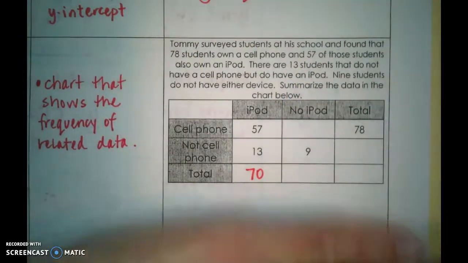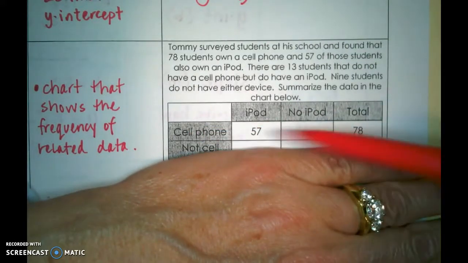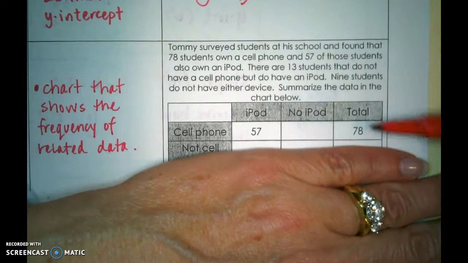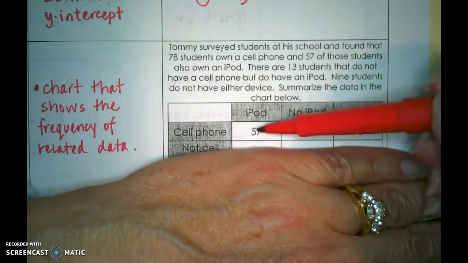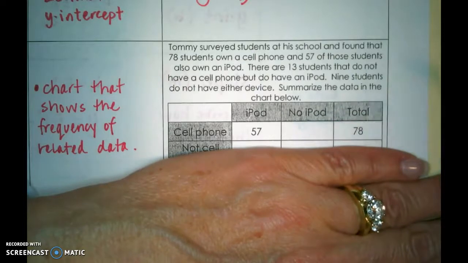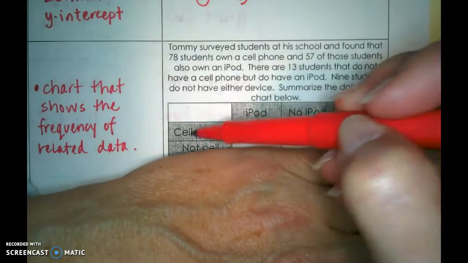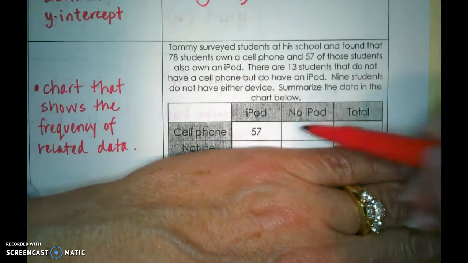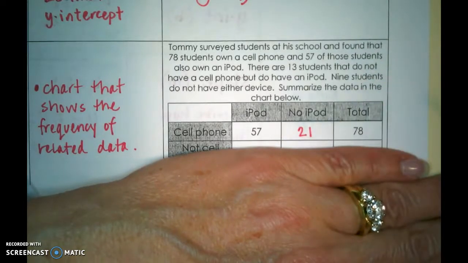All right. If I look going this direction, this is telling me how many students have a cell phone. And I can see that 78 students have a cell phone. Well, 57 of those students have an iPod. So now I need to think about it. It's a pretty simple operation. All we need to do is subtract. How many students have a cell phone but not an iPod? And if you think about it, that's going to be 21.